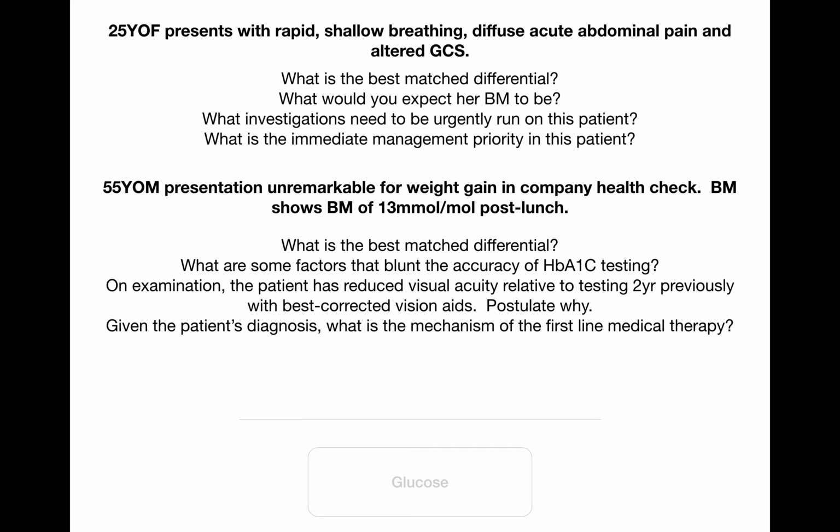So this is a classic DKA, right? The patient has diabetic ketoacidosis. She's young, so it's more likely to be type 1. Rapid shallow breathing is our Kussmaul breathing. So we're trying to breathe off the acidosis with hyperventilation.